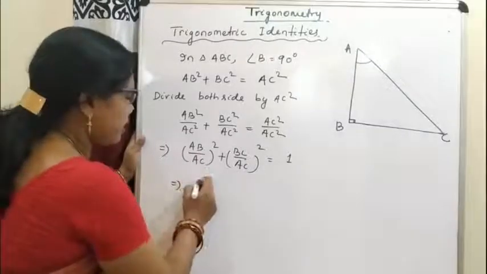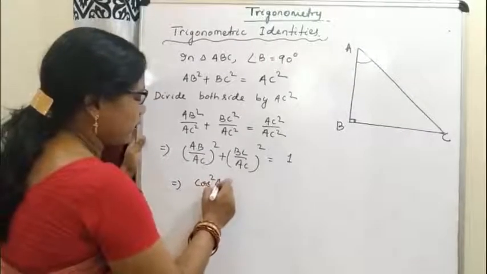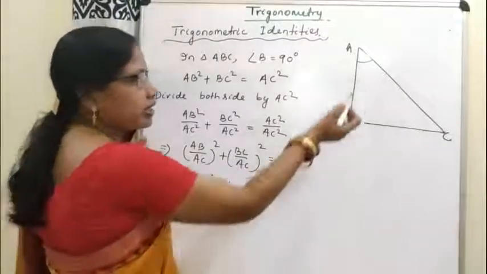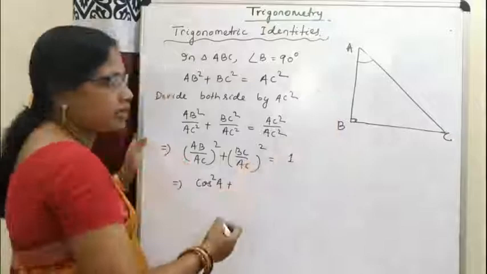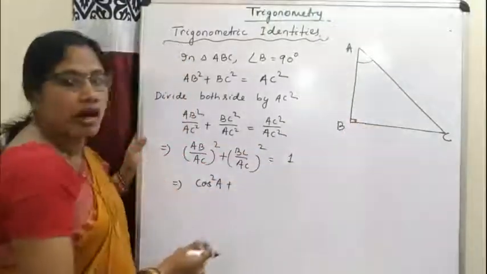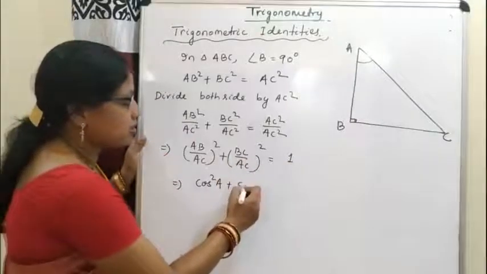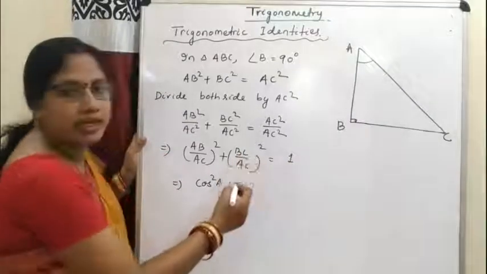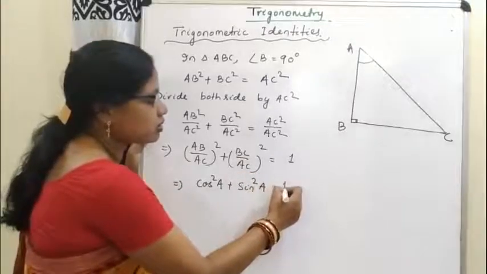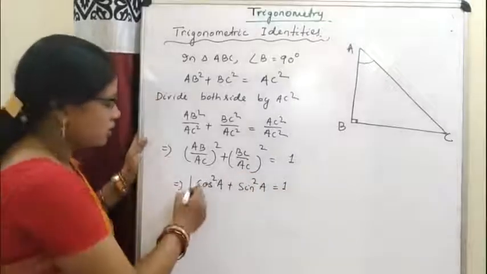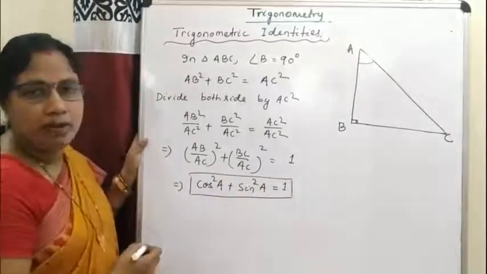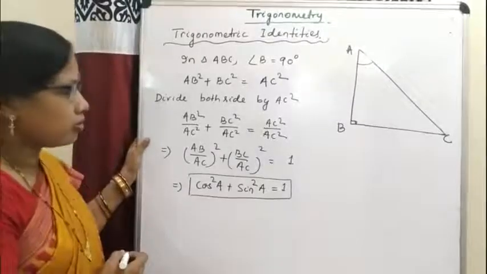So this is cos square A plus, then BC by AC. Which trigonometric ratio of angle A will be BC by AC? BC is the opposite side of A and AC is the hypotenuse. So BC by AC is sin A, and whole square is sin square A. So this is equal to 1. This is our first identity, that is sin square A plus cos square A is equal to 1.